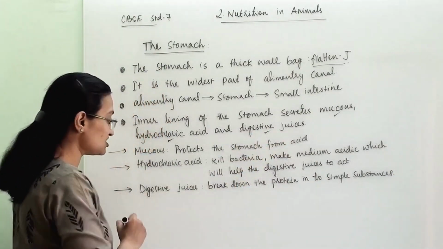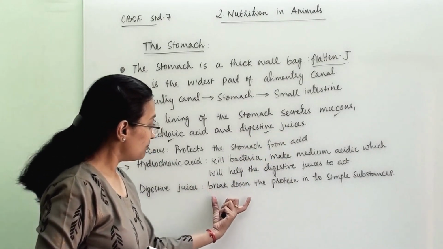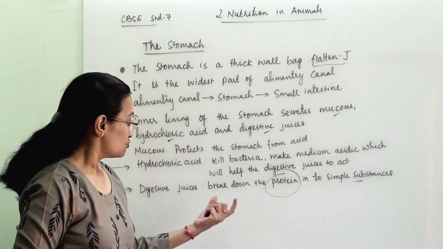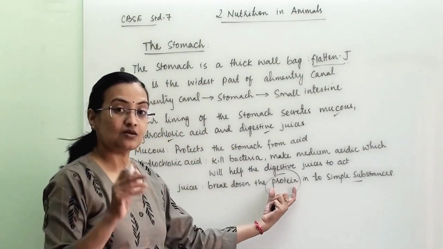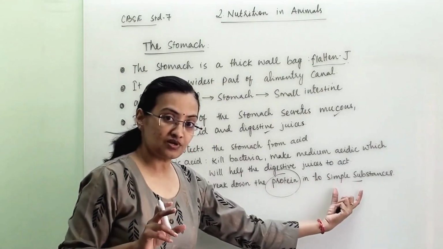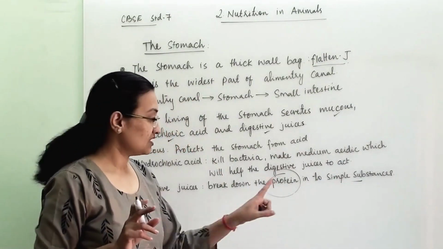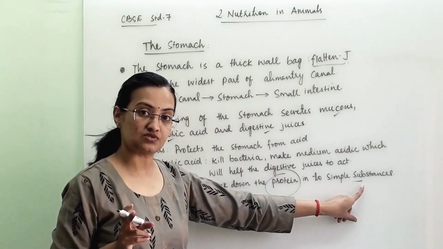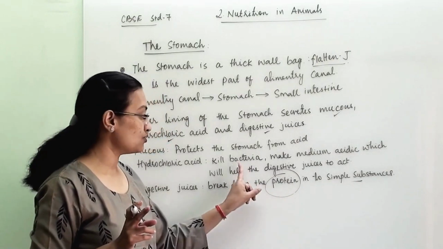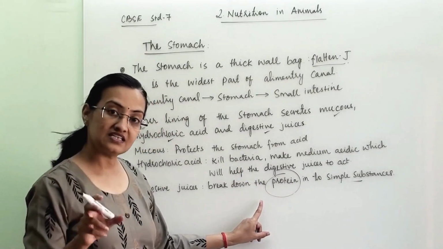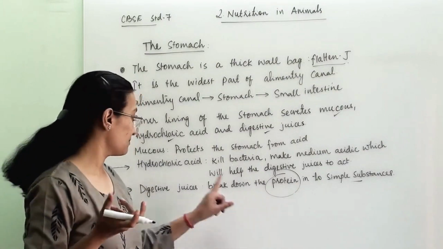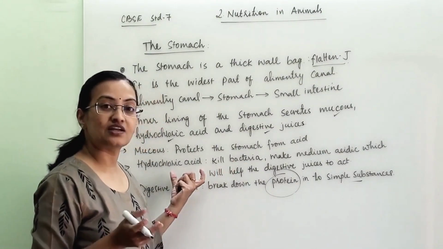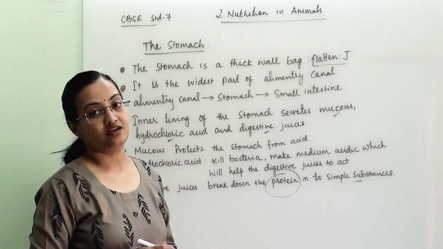Now what will these digestive juices do? They will break down the protein into simpler substances. So digestive juices mainly break down protein into simpler substances. So in the stomach, the digestion of protein will happen. Protein will be converted into simple substances. In this process, the hydrochloric acid will help the digestive juices by providing an acidic medium, and mucus will protect the inner lining of the stomach so it will not get an adverse effect from the acid.